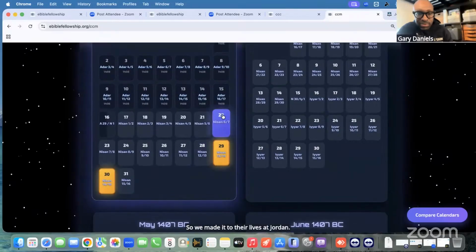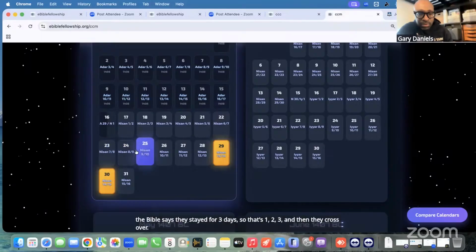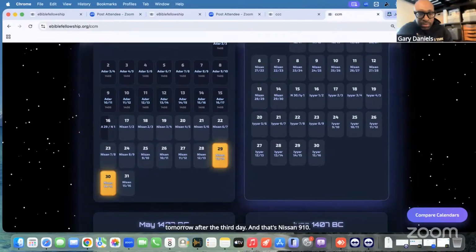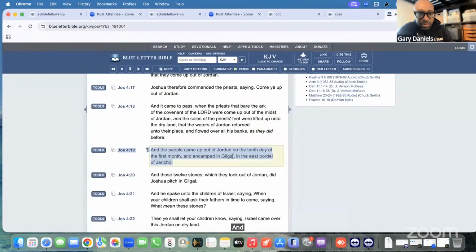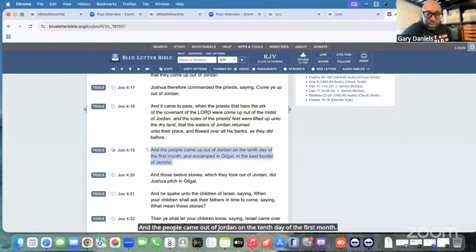The Bible says they stayed for 3 days. So that's one, two, three. And then they cross over on the morrow after the third day. And that's Nisan 9:10. Well, look what we read here. And the people came out of Jordan on the 10th day of the first month. So as soon as they cross over Jordan, God's letting us know the date that that happened.